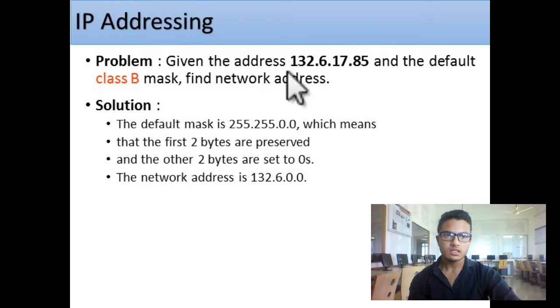Another example, this IP is given to you, and the default class is B because 132 is given. Then the default mask is this. It means 2 bytes are preserved, the same number, and 2 bytes are set to zeros. It means 0. You will get this network address.